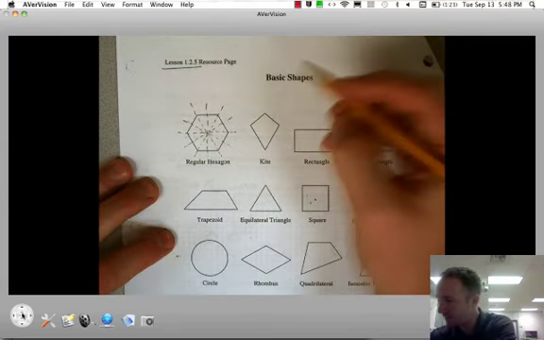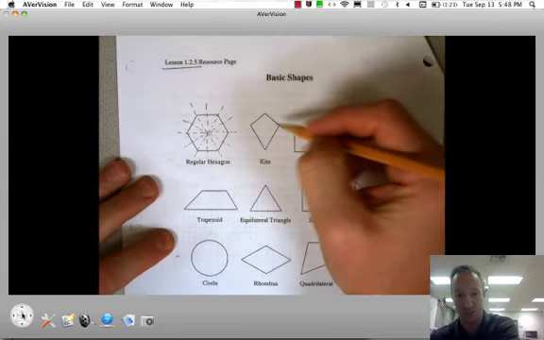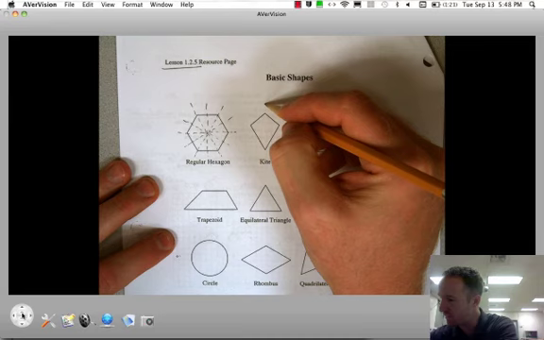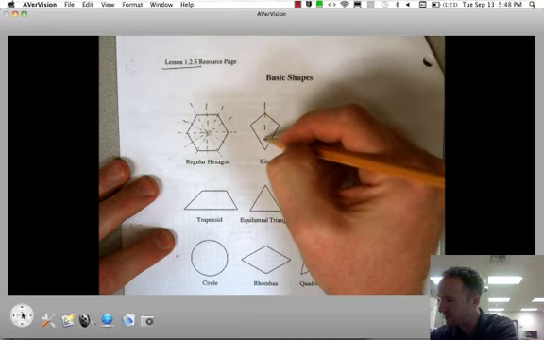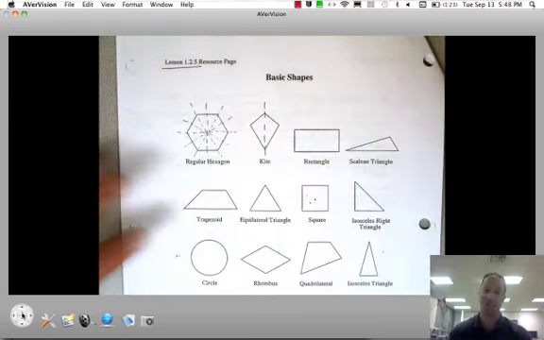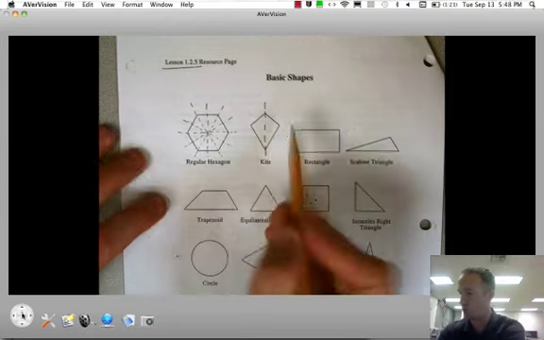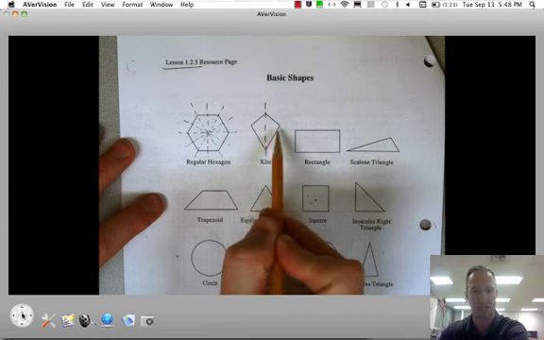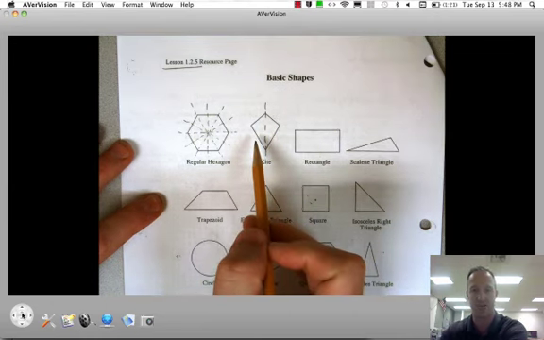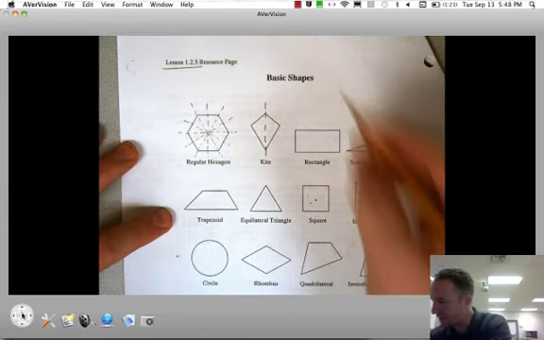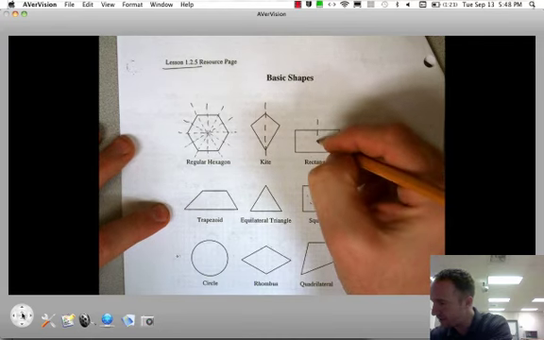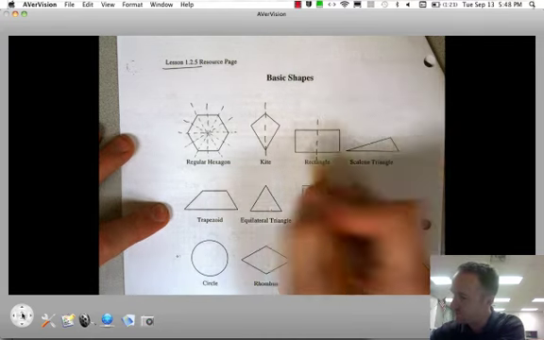The kite right next to it, this is called a kite. It looks like a kite that you would fly outside, and that's what we call them in math, but that only has one line of symmetry. That is the only line that we can reflect both sides of this kite over and have it look exactly the same. The rectangle is going to have 2.